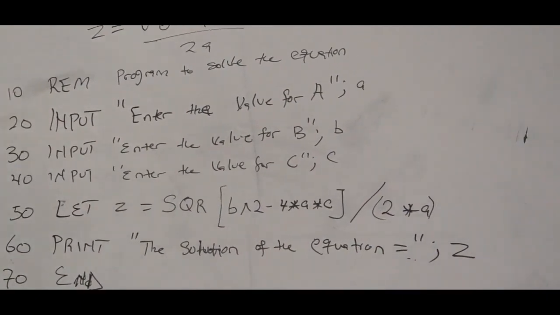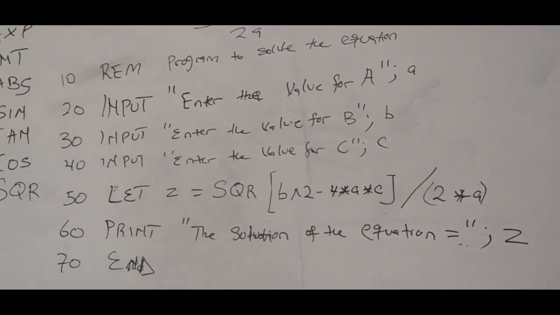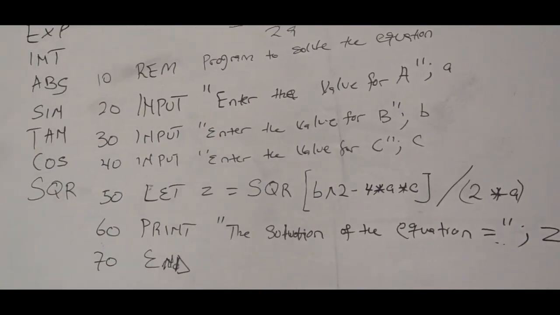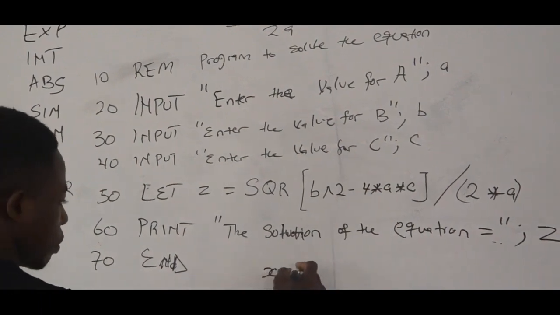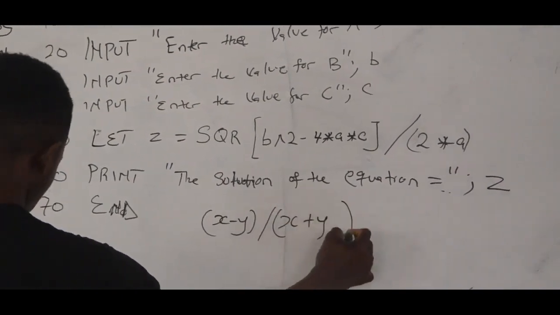So now let's look at a more sophisticated equation that we are going to solve. I have a lot of examples in here. We have something like this: x minus y, x plus y in close brackets.